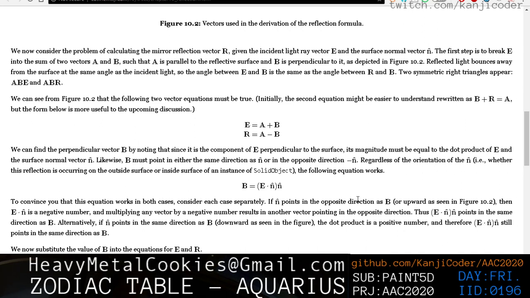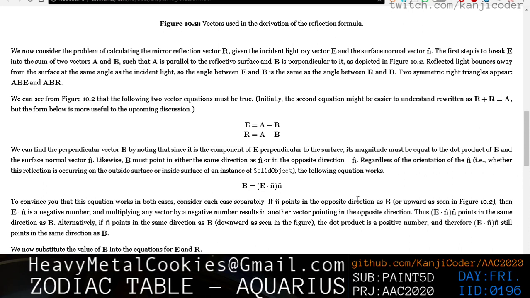We can find the perpendicular vector of B by noting that since it is the component of E perpendicular to the surface, its magnitude must be equal to the dot product of E and the surface normal vector N. Likewise, B must point in either the same direction as N or the opposite direction, negative N, regardless of the orientation of the N, i.e. whether the reflection is occurring on the outside surface or the inside surface of an instance of solid object. The following equation works. B equals E dot product N times N. So dot product of the normal times the normal. I don't understand why that works, but okay.